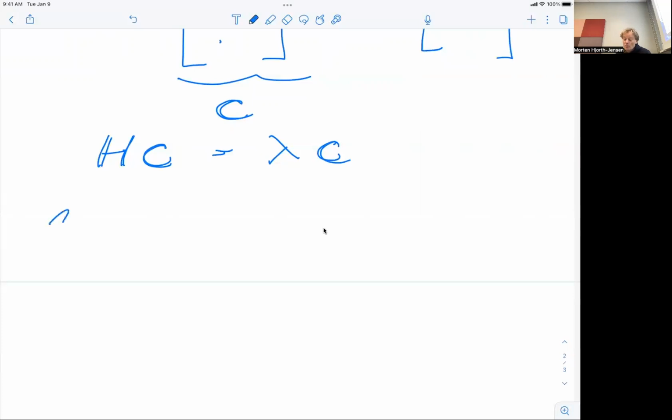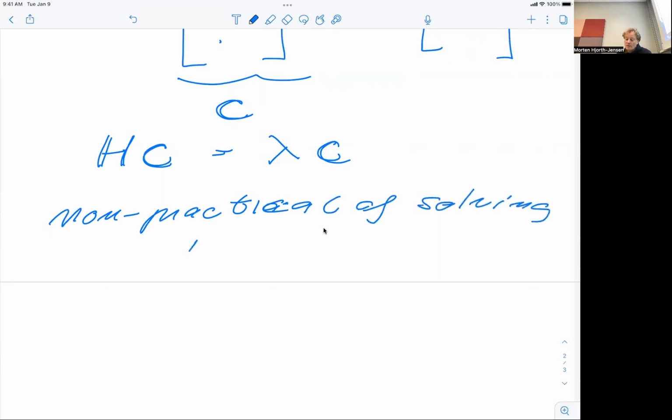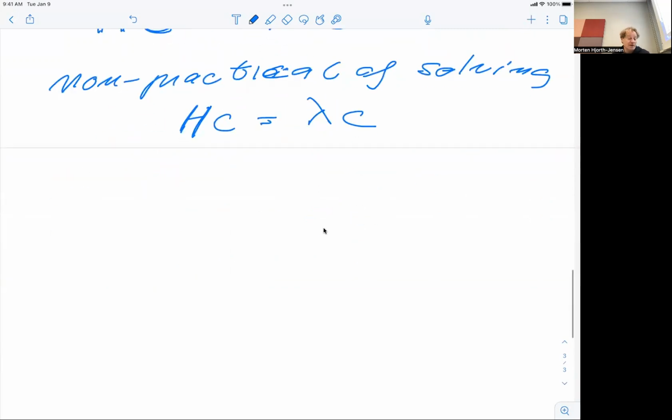So let's call this a non-practical way of solving the problem H multiplied with C equal to lambda times C. And before people could diagonalize, this is actually one of the ways by which you would solve an eigenvalue problem. So let's see how we can proceed here.